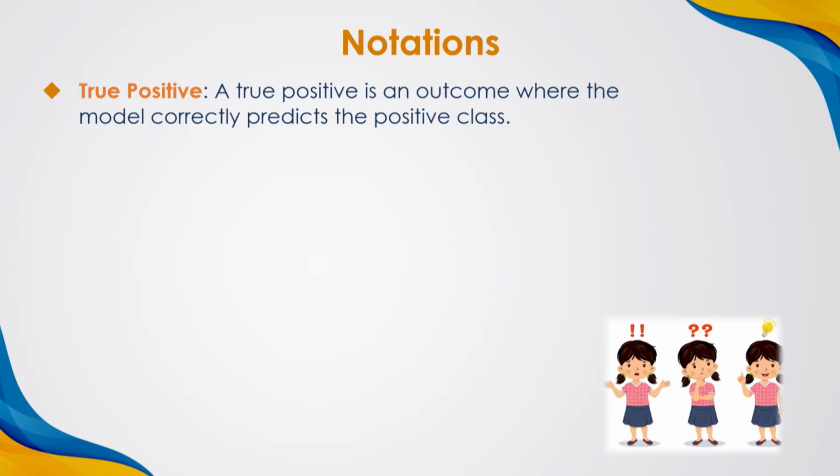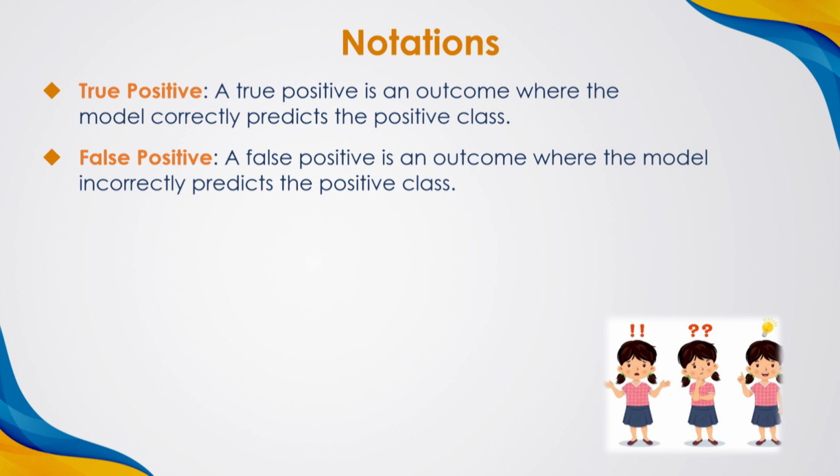Let us start. We begin with the first part of the lesson, in which you will learn the notions of true positive, false positive, true negative, false negative. Notations. What is meant by true positive? A true positive is an outcome where the model correctly predicts the positive class. False positive. A false positive is an outcome where the model incorrectly predicts the positive class.